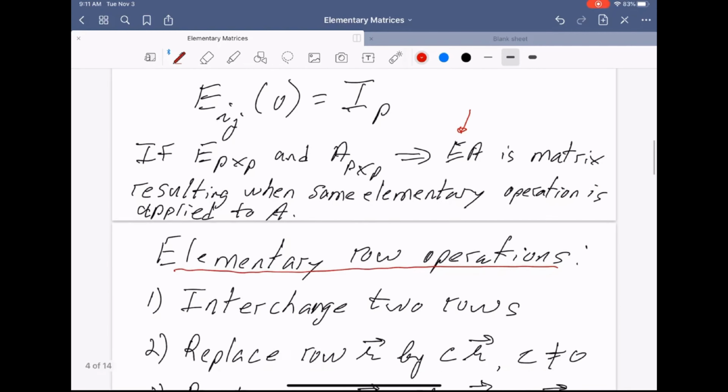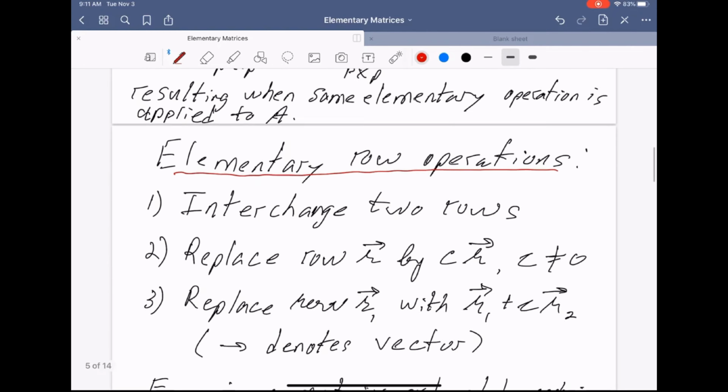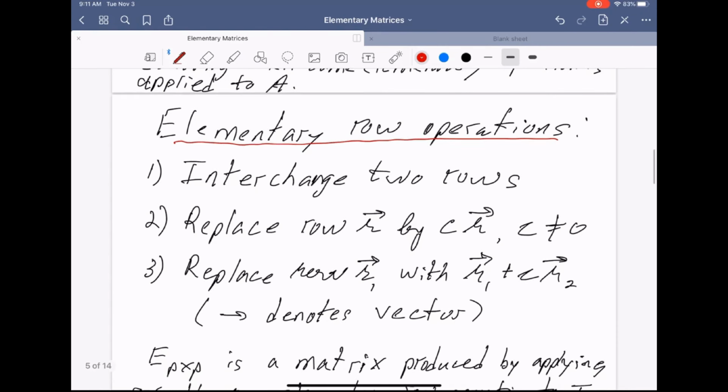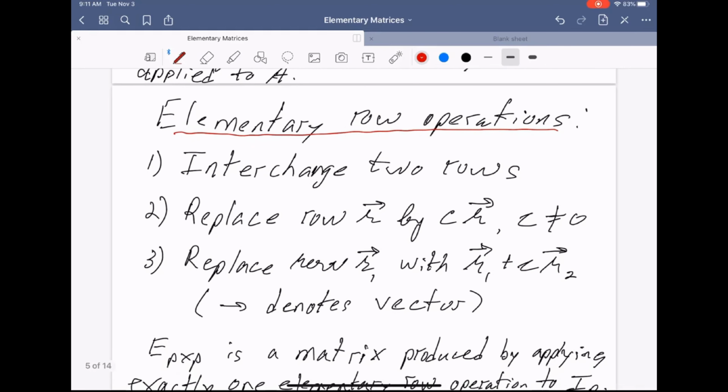So the elementary row operations that we're interested in constitute three. First, we can interchange two rows. We can just interchange two rows. We can replace a row, and we denote that row R with the arrow above it to indicate that it's a vector.